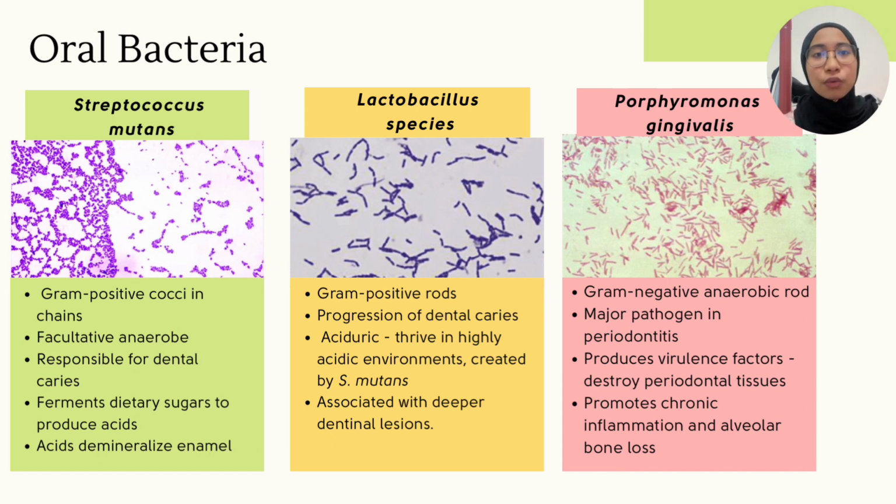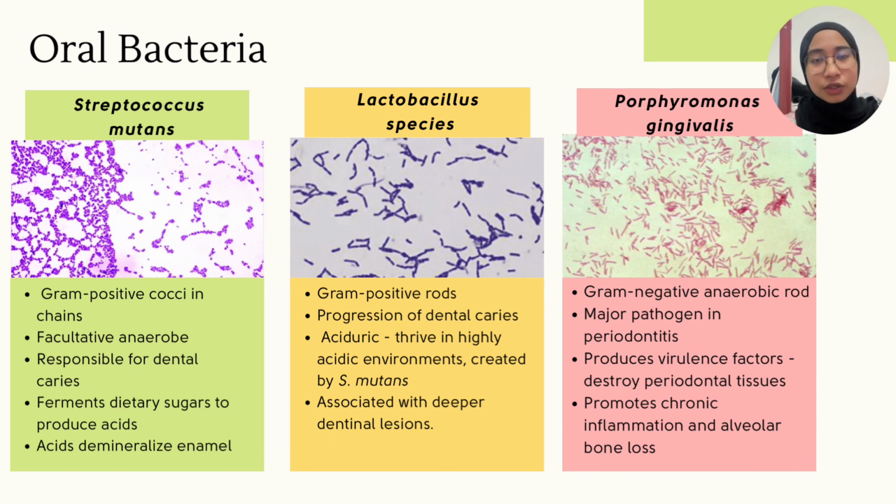These acids will lower the pH in the mouth and cause demineralization of the enamel, which will lead to the formation of caries. In summary, Streptococcus mutans is the primary bacterium responsible for starting tooth decay.